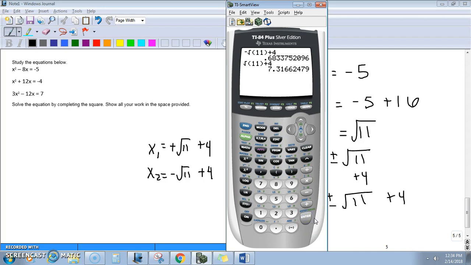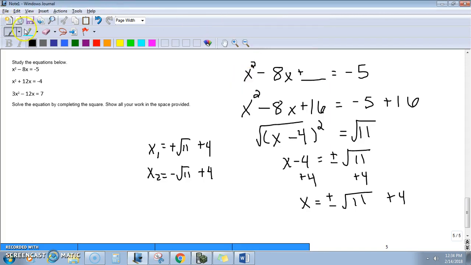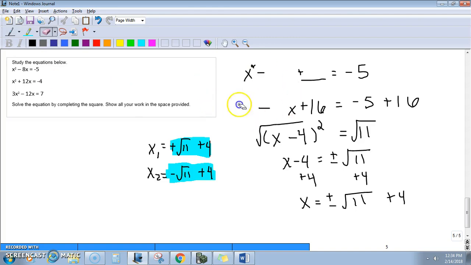So you can see with how nasty these numbers are, that's why we complete this square instead of trying to factor, because you probably can't factor them. And it's probably just best to leave them exactly like this. These are perfectly acceptable answers. Okay? So let's get rid of this and let's do the next one.